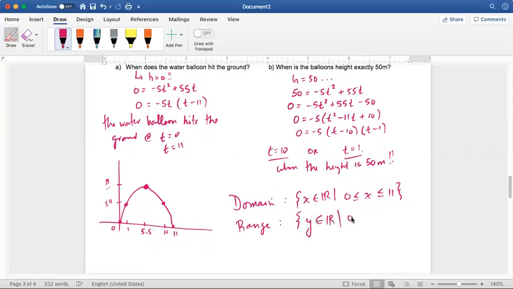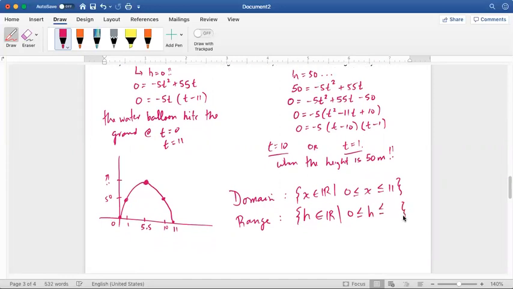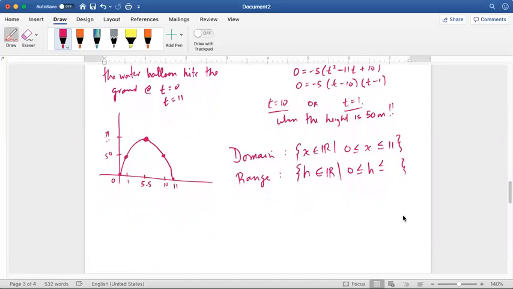We, however, cannot talk about the range because we don't know the maximum height. We know the minimum height is 0. That's where it hits the ground. You're going to use h here, not y. Let's fix that up. H is an element of the reals, but we don't know this upper bound. So how would we find that upper bound?